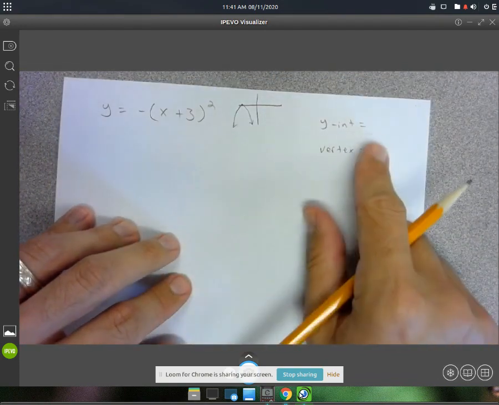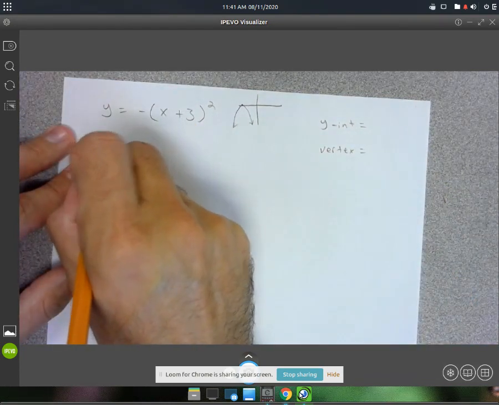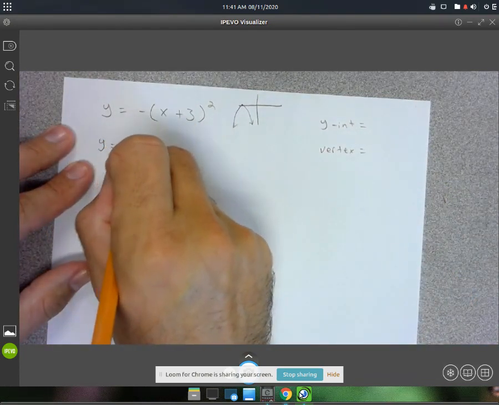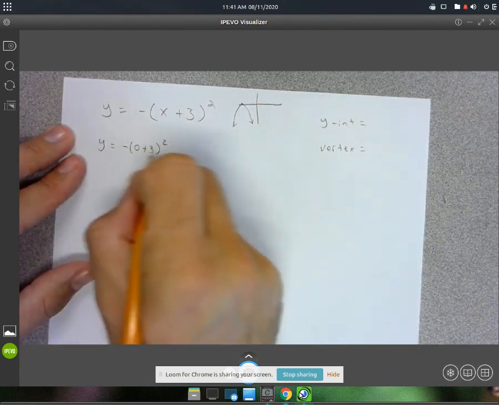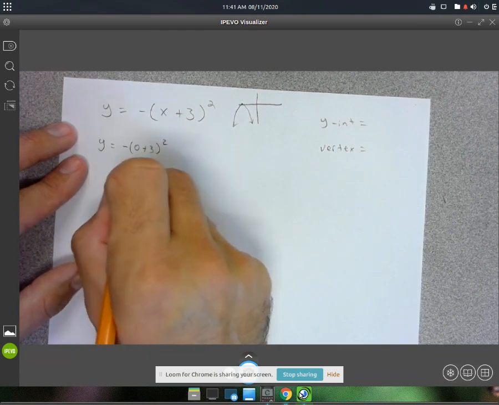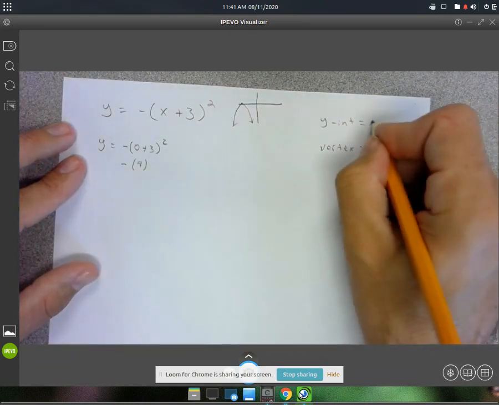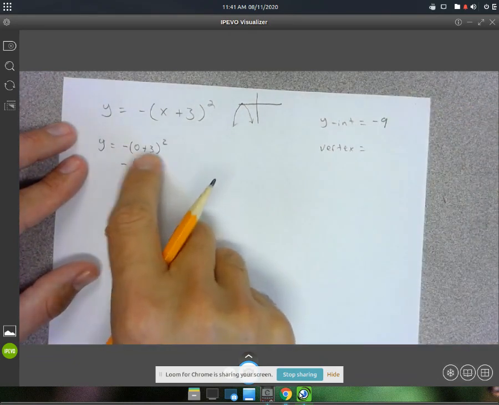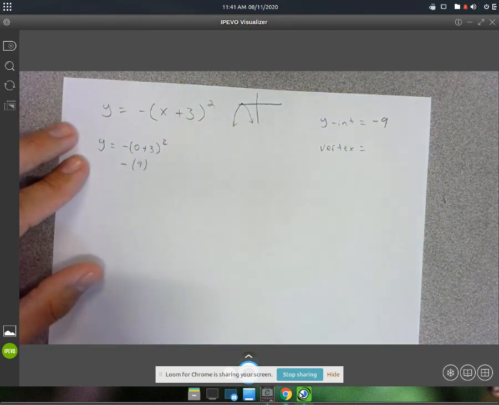Let's go ahead and figure it out. The y-intercept, we'll plug in 0 for x. So we get y equals negative (0 plus 3) squared. This is just going to be 3 squared, so we'll get negative and then 9, so just negative 9. Yeah, 0 plus 3 is 3, 3 squared is 9, and then you attach the negative. All right.